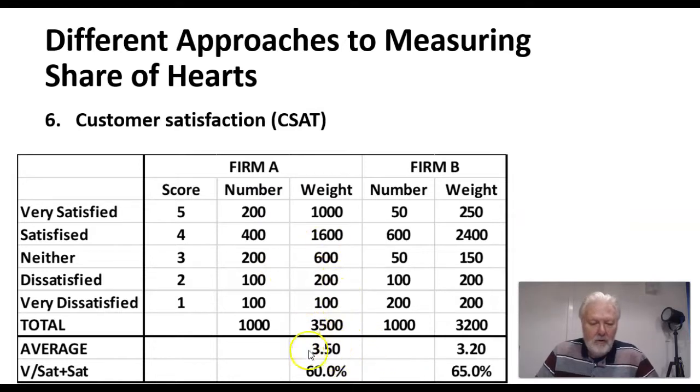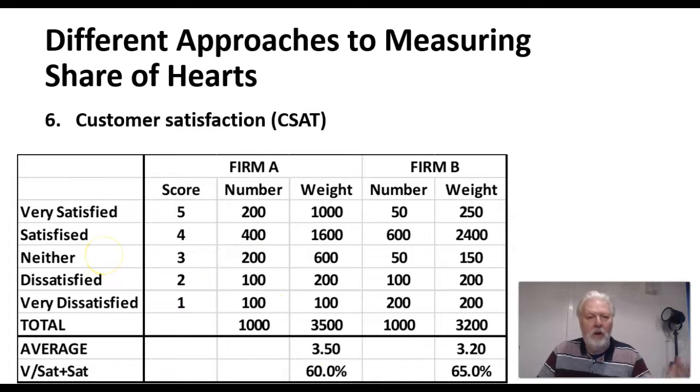The average is 3.5. As you can see, I've just weighted these, added them all up, and divided by the number of respondents, and the average is 3.5 for firm A, and a little bit lower, 3.2, for firm B. The other way of scoring customer satisfaction is to look at the top two boxes.